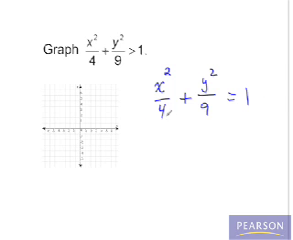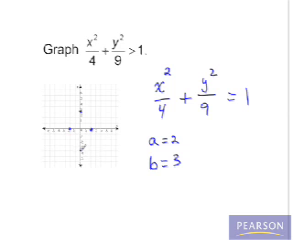And recall that a squared is 4, therefore a is 2. B squared is 9, which would make b equal 3. A is the distance that we're going to travel from the origin left and right, so our ellipse will intersect at -2, 0, +2, 0, and b equals 3 means that the ellipse will intersect the y-axis at +3 and also at -3.